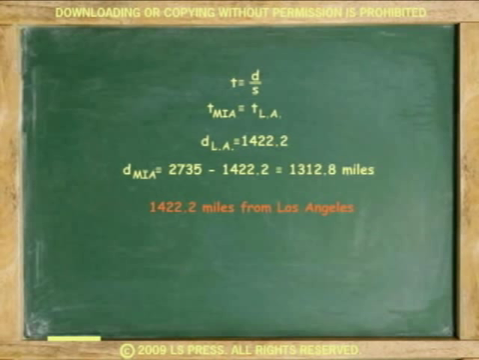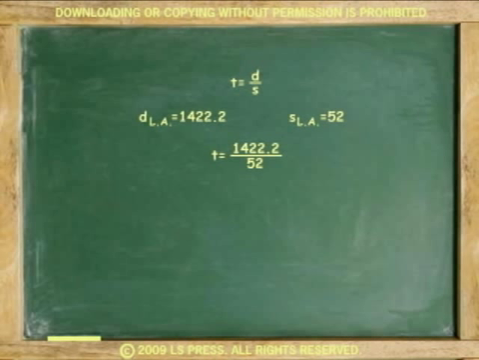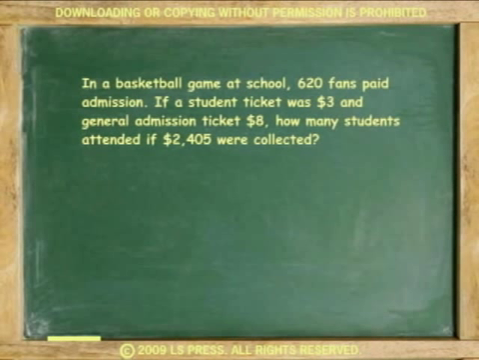They would meet at 1,422.2 miles from Los Angeles, or 1,312.8 miles from Miami. To find time, divide distance by speed. Using LA distance and speed, the time was 1,422.2 divided by 52 miles per hour equals 27.35 hours.